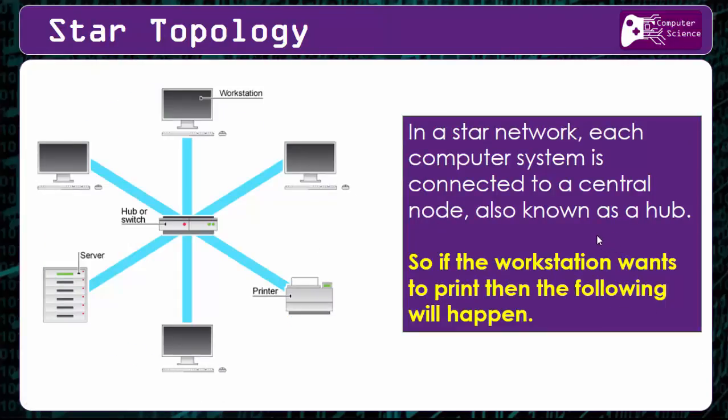So a star topology is a network where all of the devices are connected to a central hub or switch. So therefore, in this example, if the workstation at the top wanted to print something, it would go via the hub or the switch and then get sent to the printer.